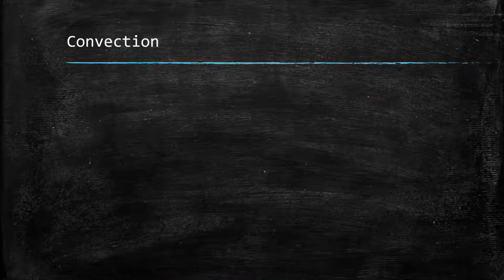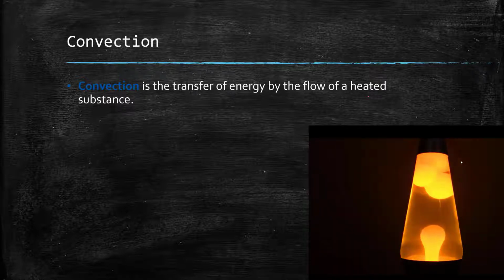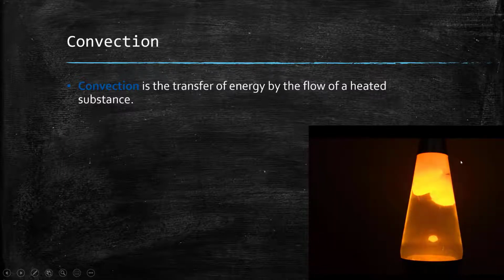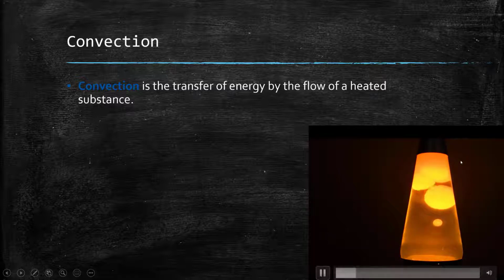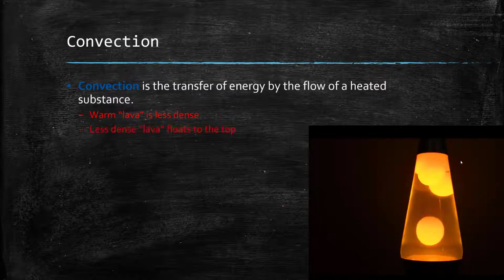And the last one here is convection. Convection is a transfer of energy by the flow of a heated substance. The best thing to do is think of a lava lamp. Why are things rising and why are things sinking? Let's look at the mechanics behind a lava lamp. Well, there's a bulb at the bottom here that's heating it up by radiation and conduction. The wax at the bottom is being heated up and becomes warm. That lava becomes less dense, and less dense lava wants to float to the top.